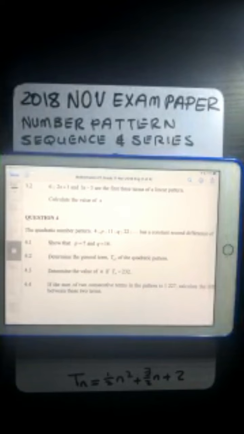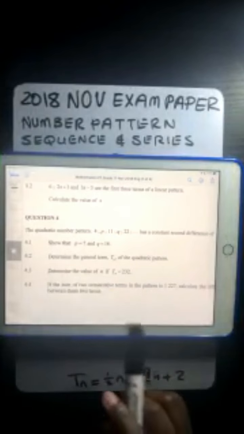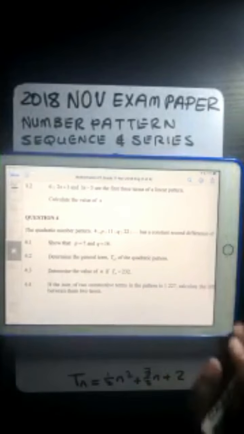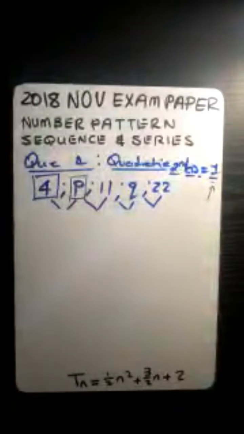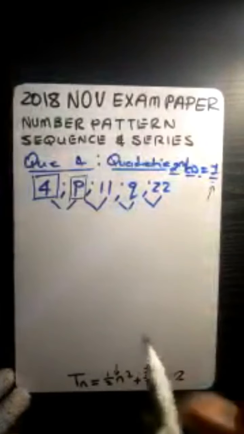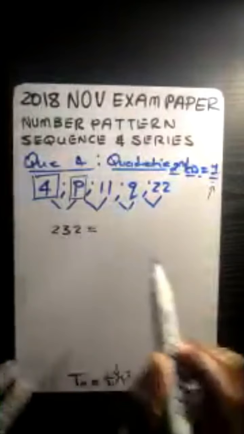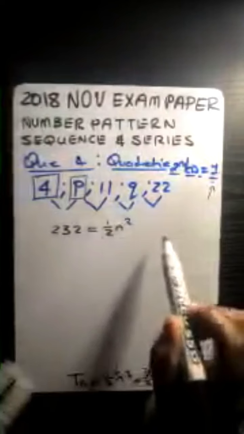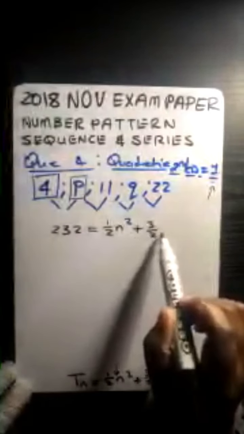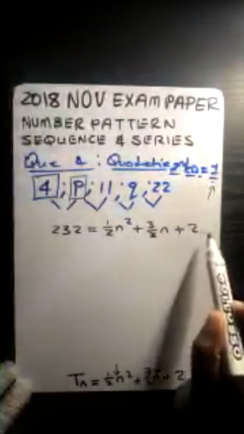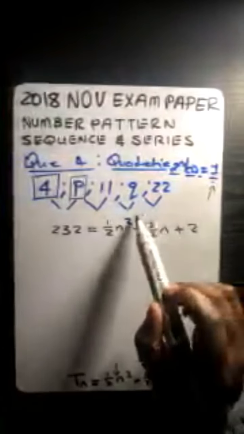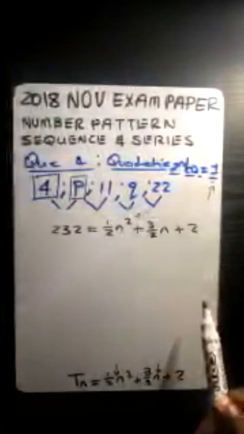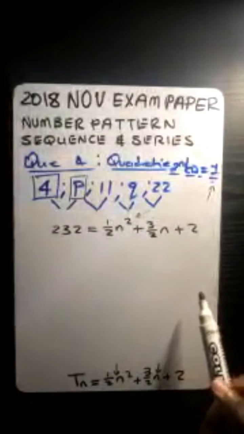They say determine the value of n if Tn is equal to 232. Easy. Can you see? n is what they want you to calculate over there. So if Tn is equal to 232, then remember there you had 1 over 2 n squared plus 3 over 2 n plus 2. Remember, we said this is a quadratic equation, which means you need to rewrite it in the standard form. How do you do that?